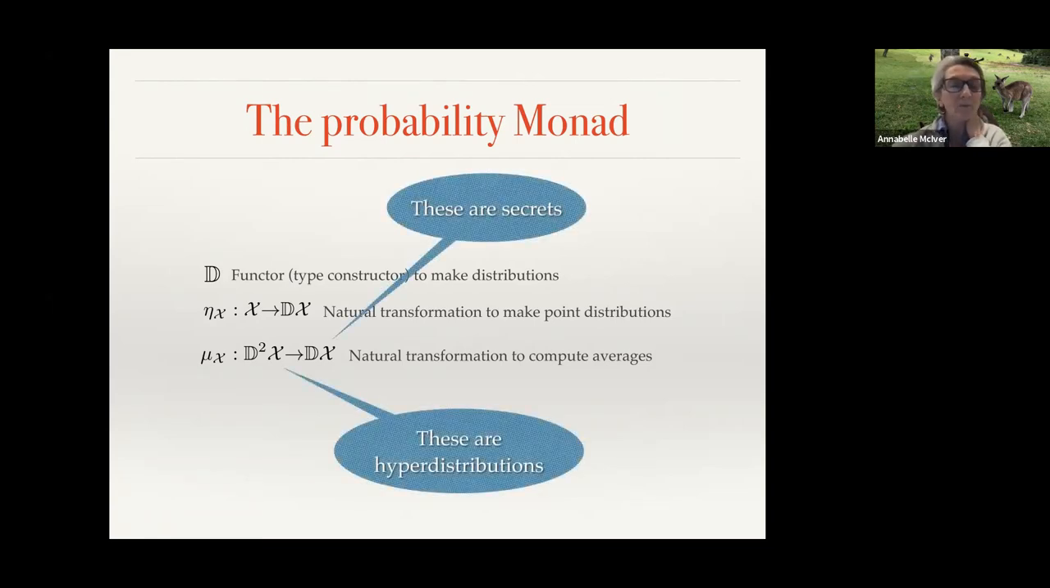So as I pointed out, you can see the structures which are important for quantitative information flow already. So the dX are the secret type, and the d squared X are these hyperdistributions. So we have this nice structure, which is important for actually working out the result of information flow.